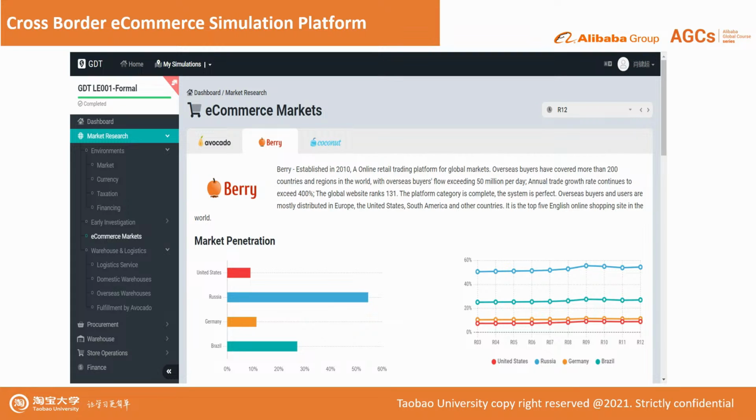Yeah, this is a snapshot of the simulation platform. You can take a look. This is a simulation on how to purchase and sell, for example, berries, fresh products. And you can see there are a lot of charts and reports, which will be leveraged to make decisions for purchase and sales.